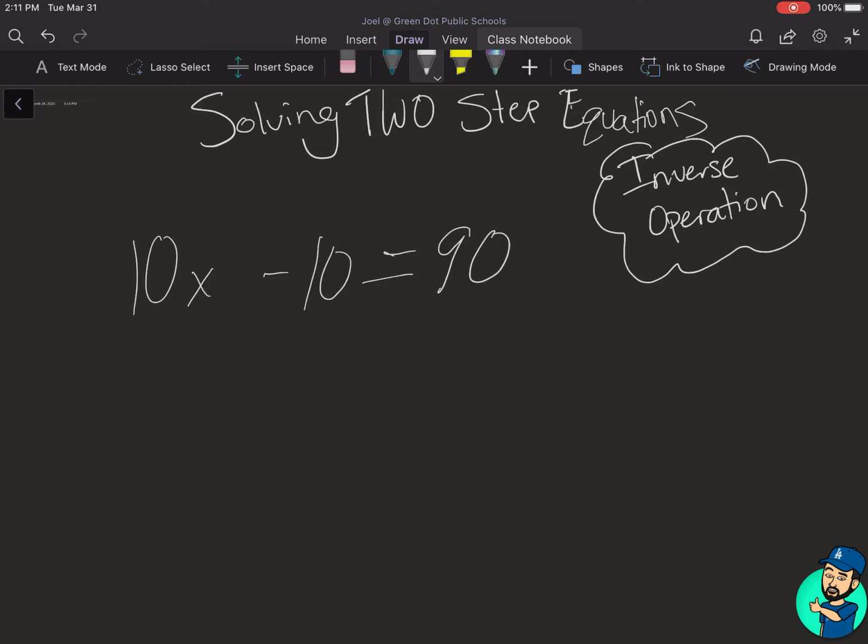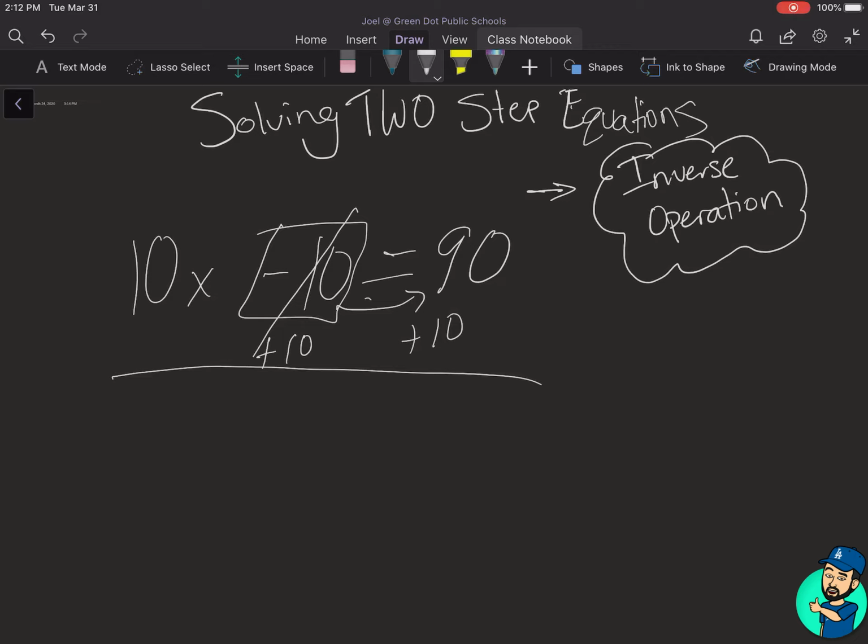Now again, you're trying to leave x by itself. That 10x, you leave it alone at first. You need to move this minus 10, or negative 10, to the other side of the equal sign. You need to apply, guess what? The inverse operation. The opposite of minus 10, or the inverse of negative 10, is adding 10 to both sides.